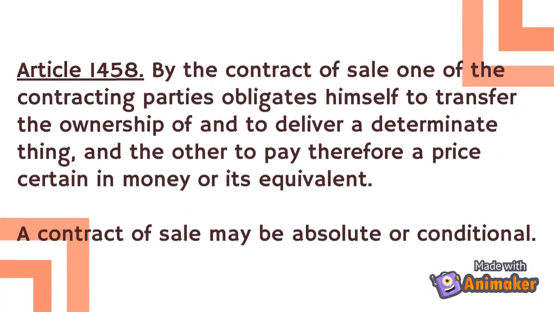Article 1458. By the contract of sale, one of the contracting parties obligates himself to transfer the ownership of and to deliver a determinate thing, and the other to pay therefor a price certain in money or its equivalent. A contract of sale may be absolute or conditional.